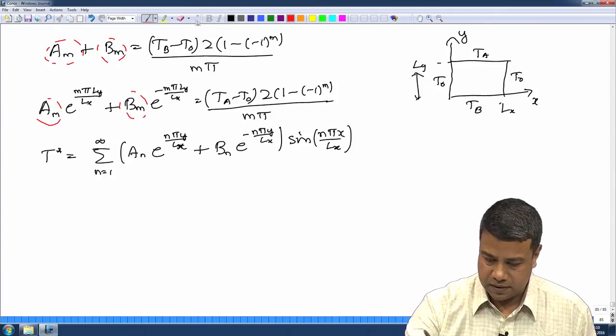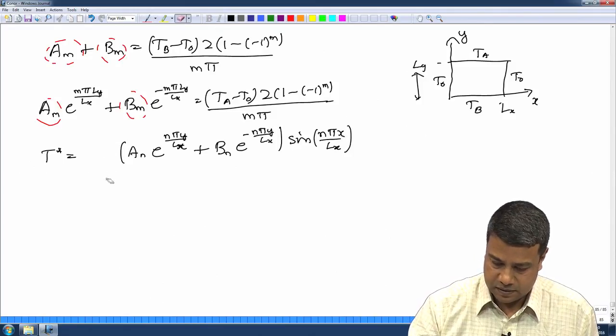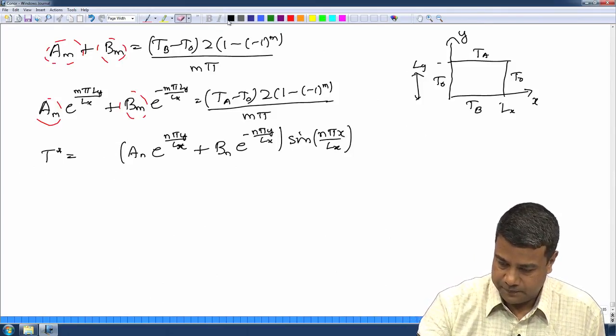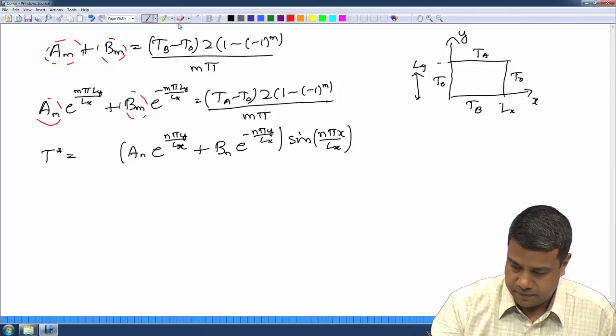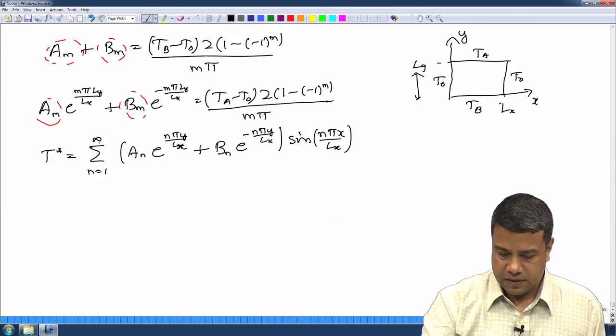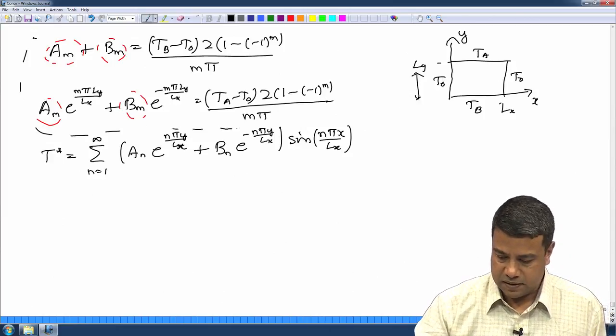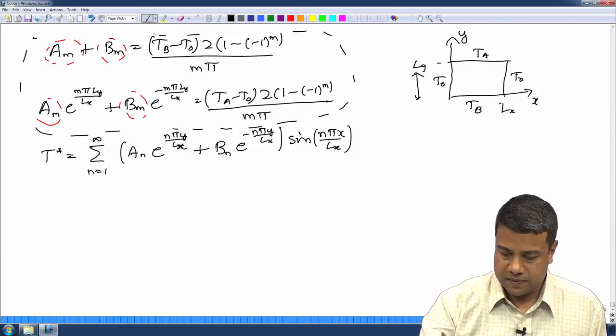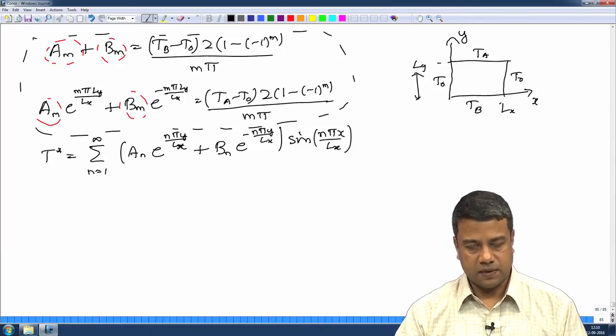I am sorry, I should correct this one. So, I get two equations for these two constants. I can solve them simultaneously in order to get Am and Bm.